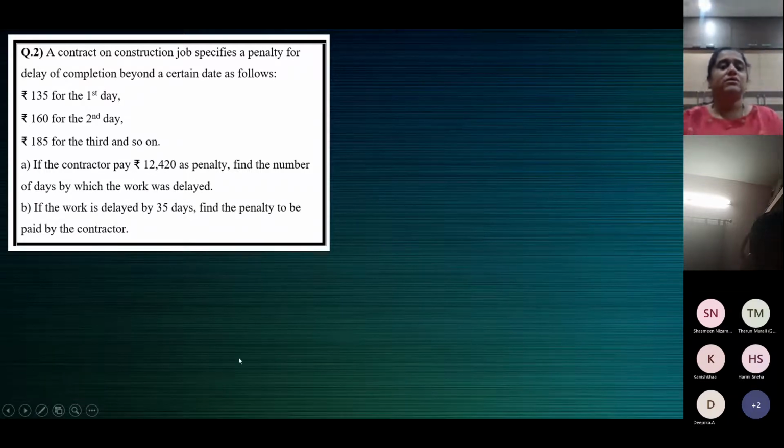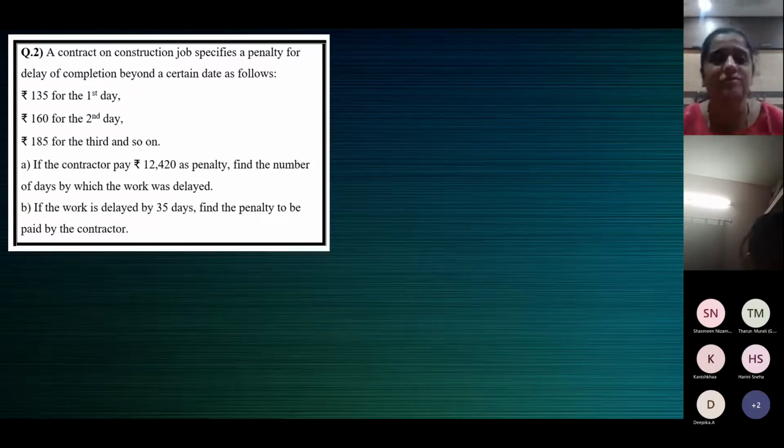A contract on construction job specifies a penalty for delay of completion. Delay of completion means you are supposed to complete it by a certain date, but then you don't complete it. You've delayed the work. So it specifies a penalty for delay of completion beyond a certain date as follows.